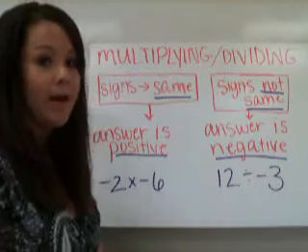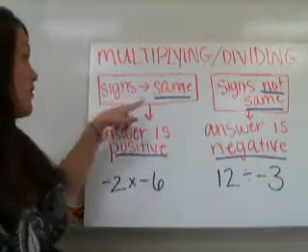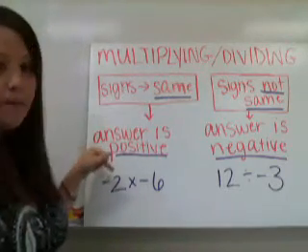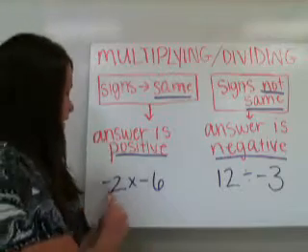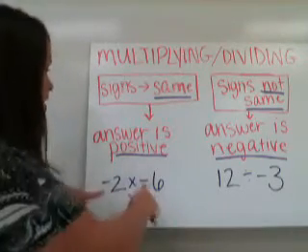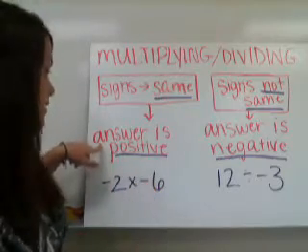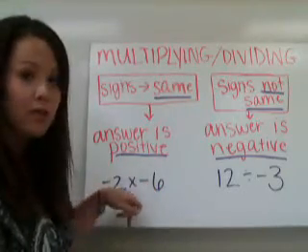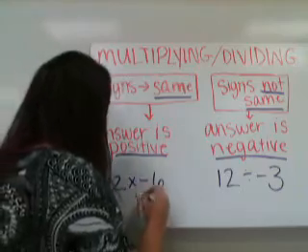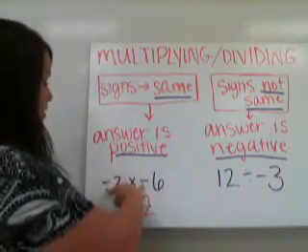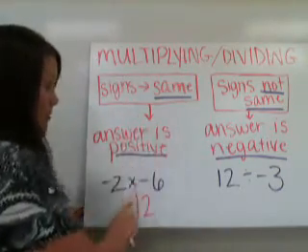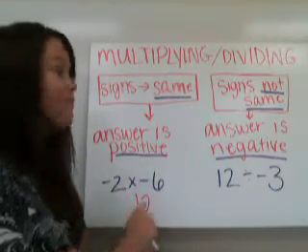Then we're going to look at multiplying and dividing. So if our signs are the same, your answer is going to be positive. So take a look at negative 2 times negative 6. Our signs are the same, they're both negative, so we know our answer is going to be positive. So we just multiply 2 times 6, which is 12. Both signs are negative, so our answer is going to be positive. So our answer is just 12.